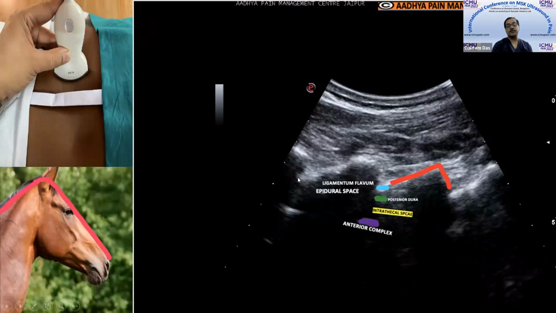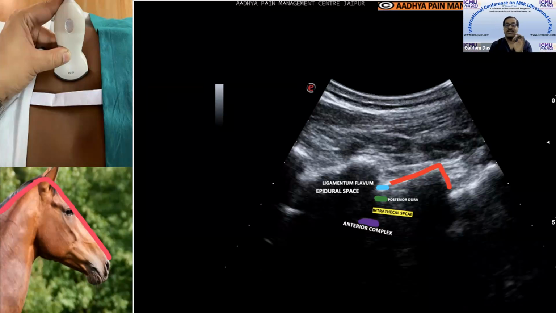So we call it a posterior complex. In the posterior complex, we have the ligamentum flavum, a small epidural space, and the dura. So you can see these structures: dura, ligamentum flavum, and in between the two layers, there is a hypoechoic area, and together they are called the posterior complex. And anteriorly, you have the anterior complex. What are there? Anterior dura, the posterior longitudinal ligament, and the hyperechoic side of the posterior cortex of the vertebral body. So these together are also called the anterior complex.